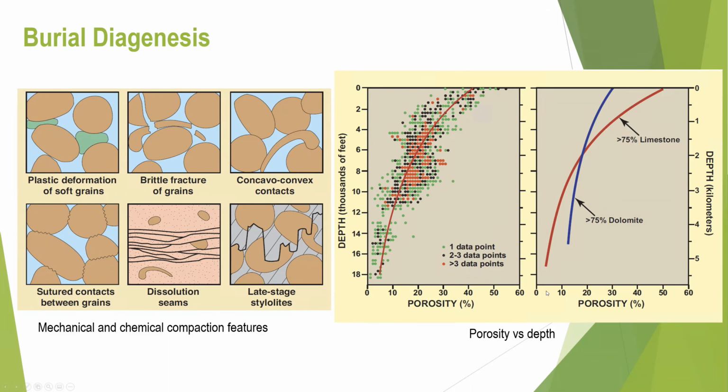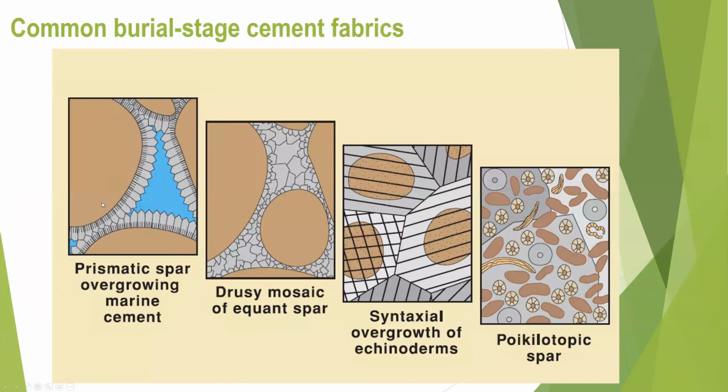And if you look at this part, you can see that the limestones are more ductile compared to the dolomite. Based on depth, the limestone compacts and loses more porosity compared to dolomites. And these are the common features of the cement fabric of the burial system. At the first stage, we can see prismatic spar overgrowing marine cement, but after that, we can see druzy, mosaic, and equant spar cement.